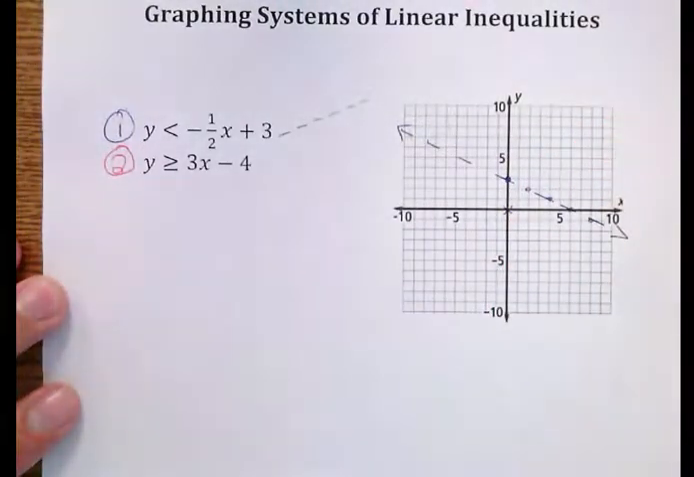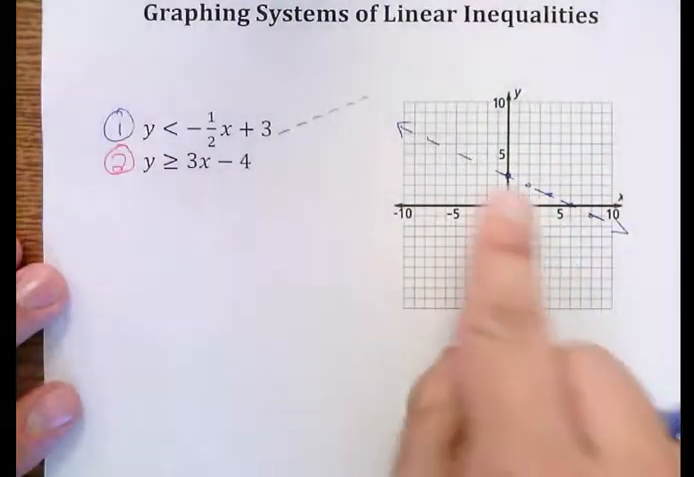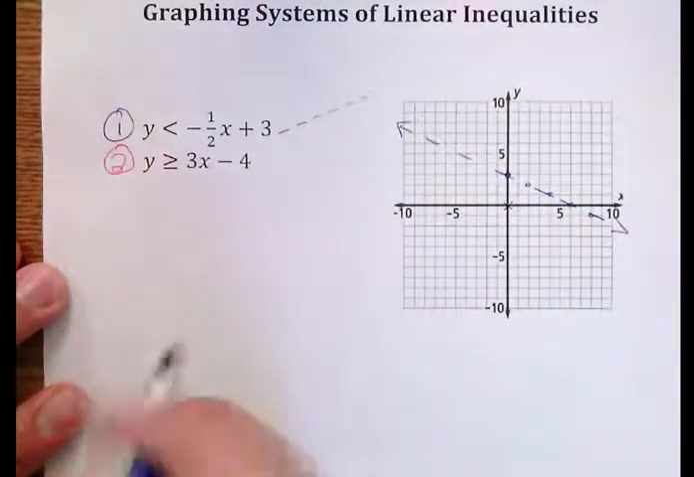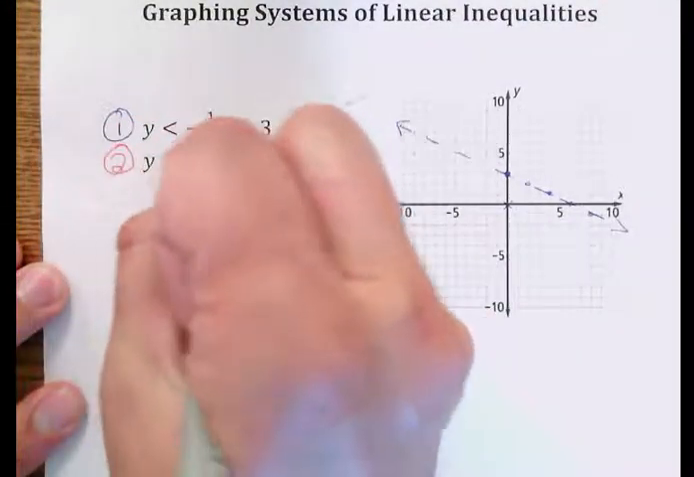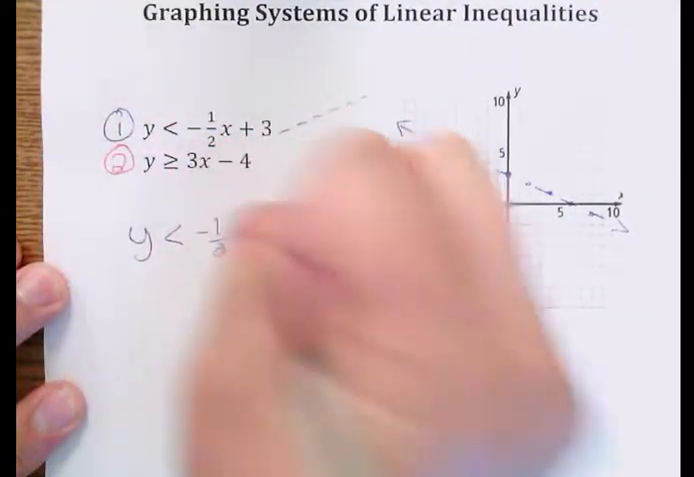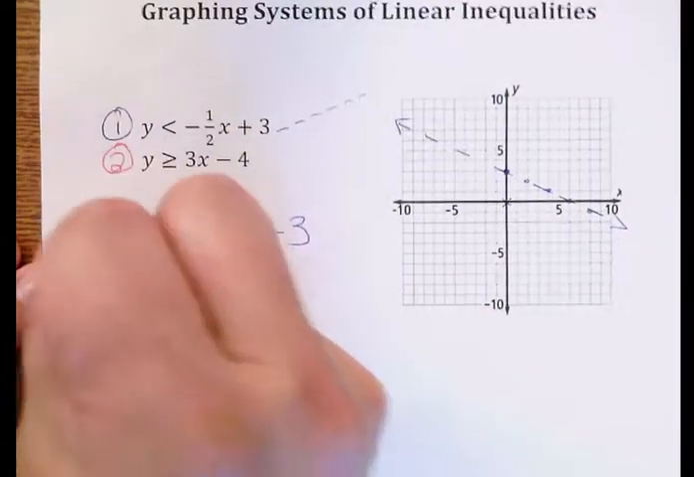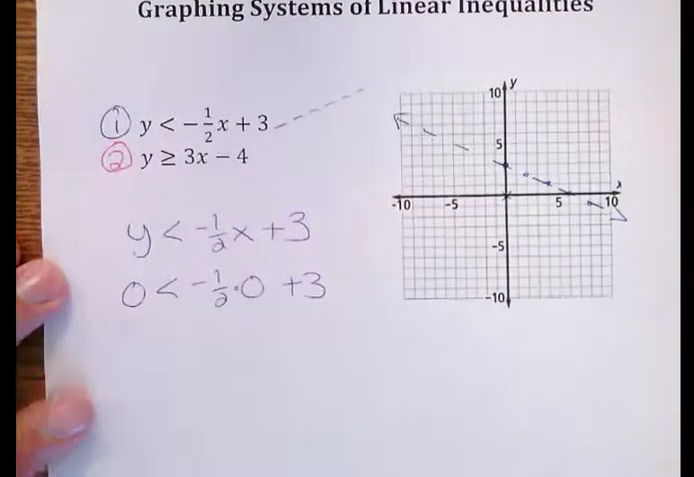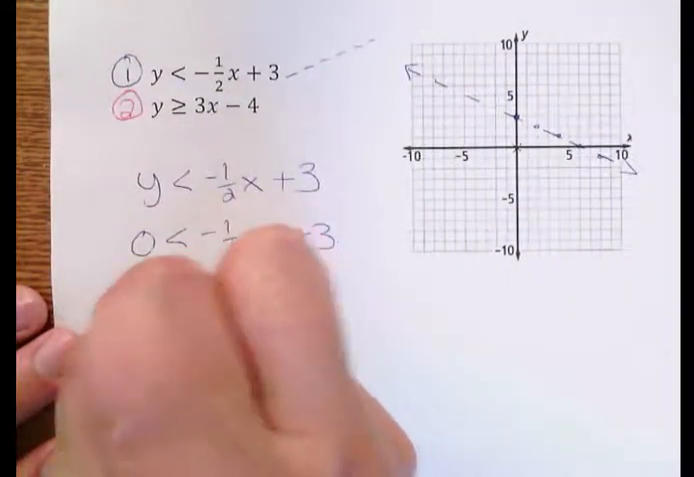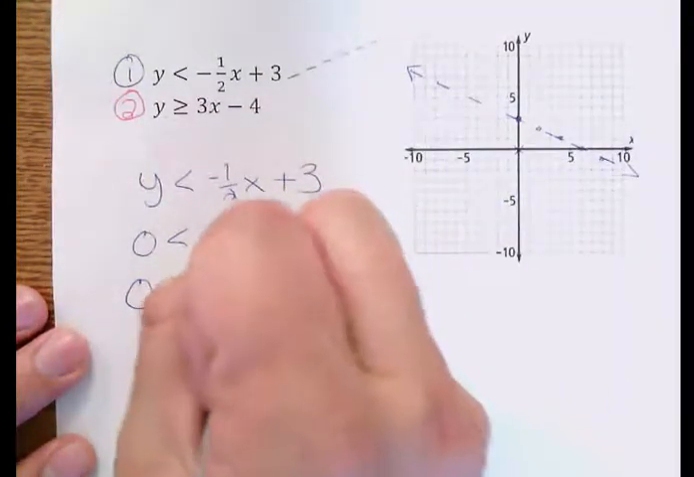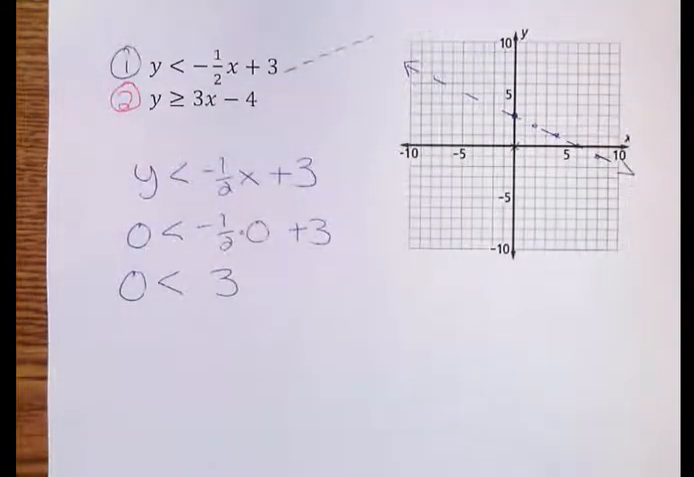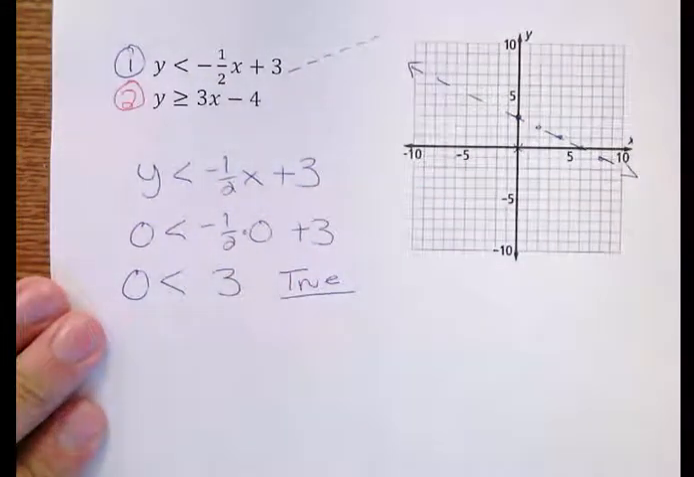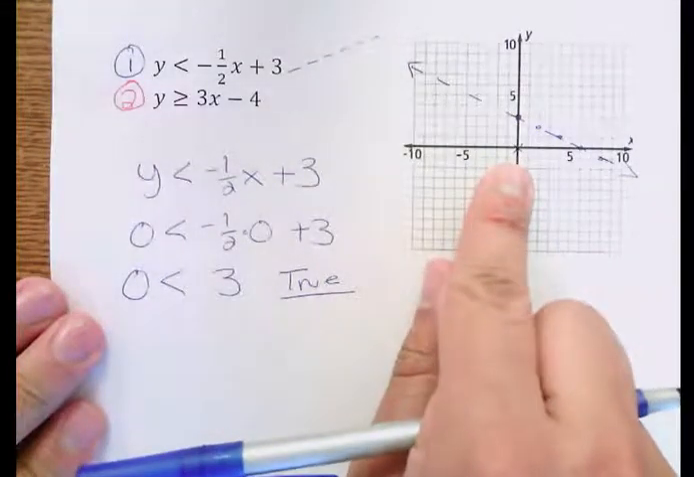So 0, 0's on the bottom. If it's true, I'm going to shade towards the 0, 0. If it's false, I'm going to shade away from the 0, 0. So we're plugging into y equals negative 1/2 x plus 3. If I plug in 0, 0, I have 0 is less than negative 1/2 times 0 plus 3. Clean this all up: 0 is less than 3. Looking at that inequality, I have to think true or false, and this is true. So since it's true, I'm going to shade towards 0, 0.